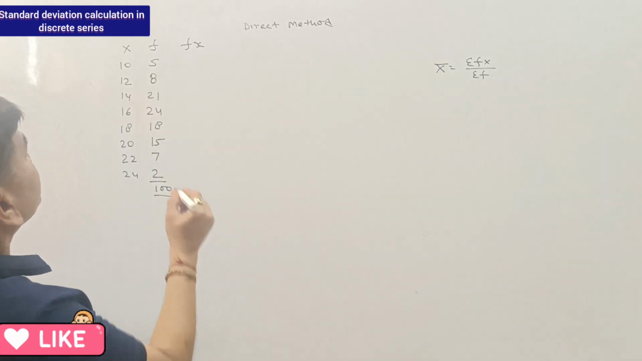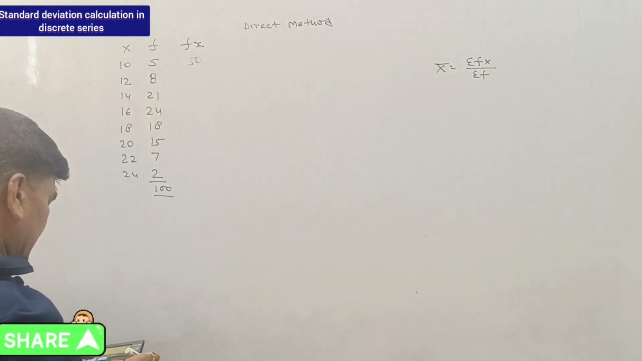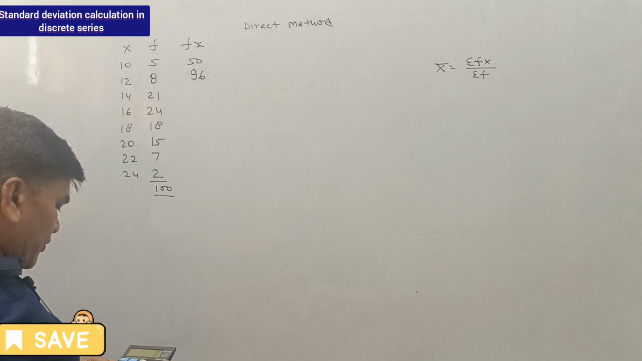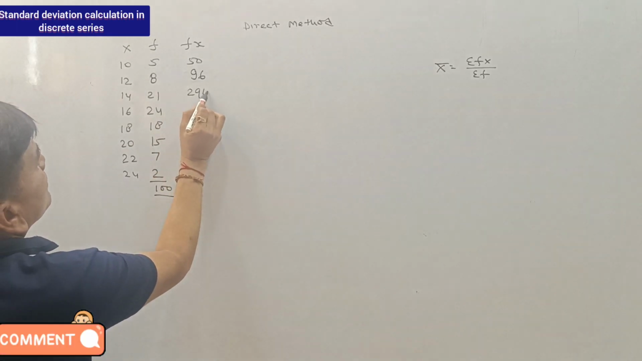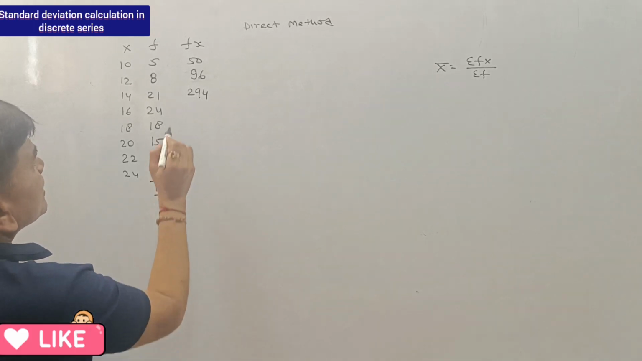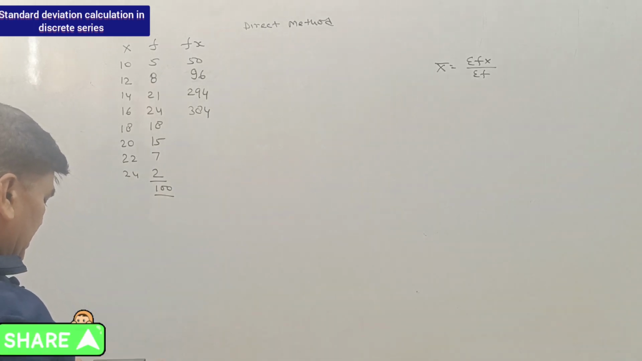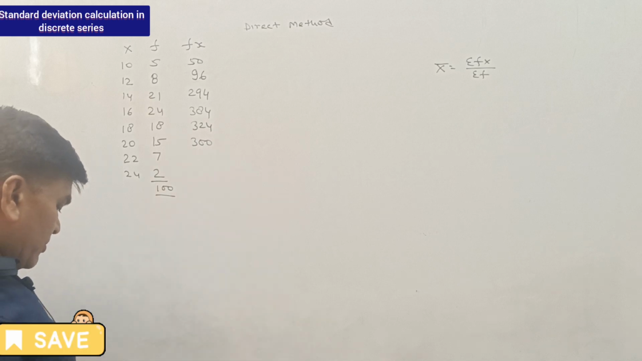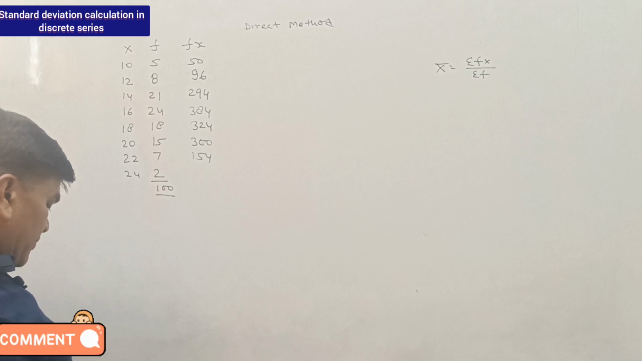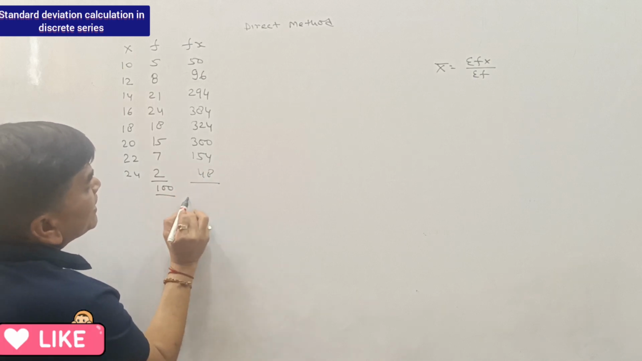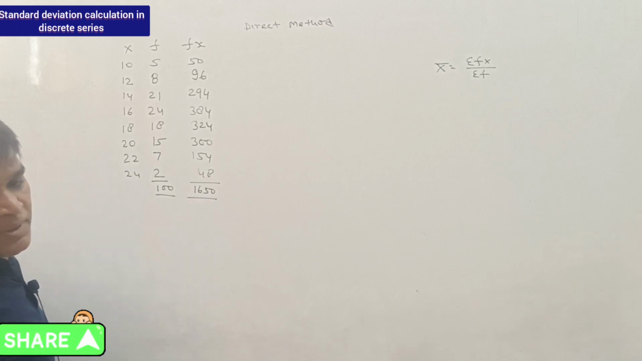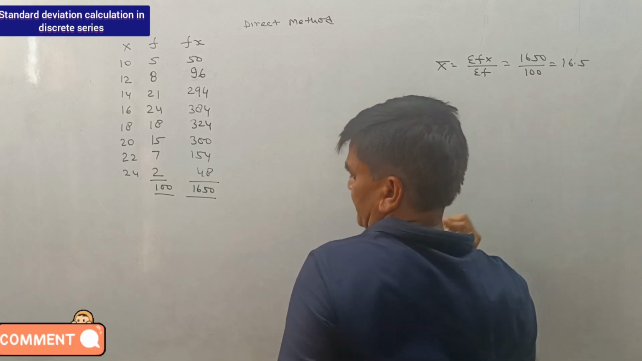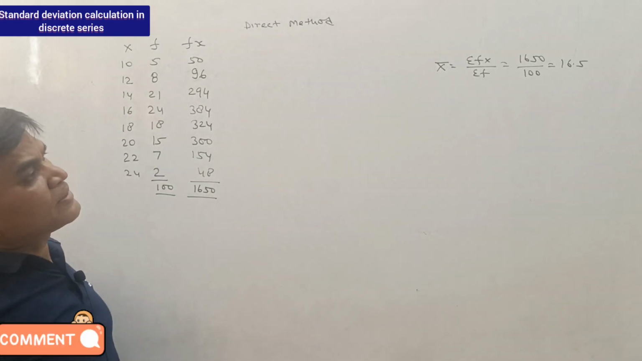The first value is 50. Then 12 multiplied by 8 is 96. Then 14 multiplied by 21 is 294. 16 multiplied by 24 is 384. 18 multiplied by 18 is 324. 20 multiplied by 15 is 300. 22 multiplied by 7 is 154. And 24 multiplied by 2 is 48. So the addition of all these items is 1650. For getting the arithmetic mean, 1650 divided by 100 is 16.5. So we have calculated the value of x bar, that is 16.5.